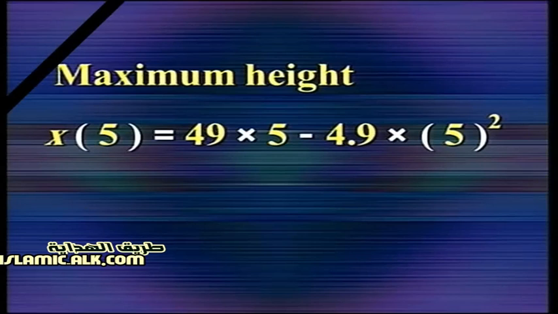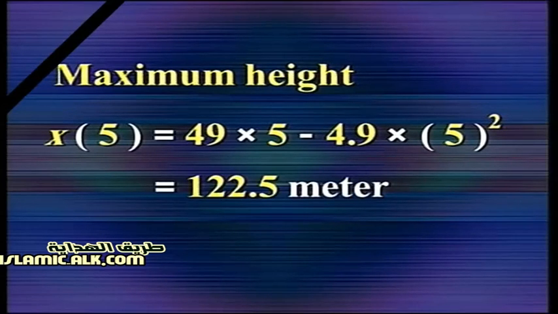To find the maximum height, we find it at t equals 5. By substitution at t equals 5, x(5) equals 49 times 5 minus 4.9 times 5 squared. The answer is 122.5 meters. This is the maximum height which the body reaches.